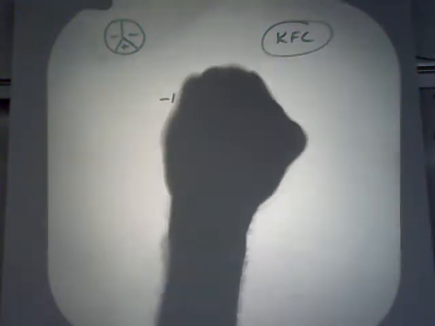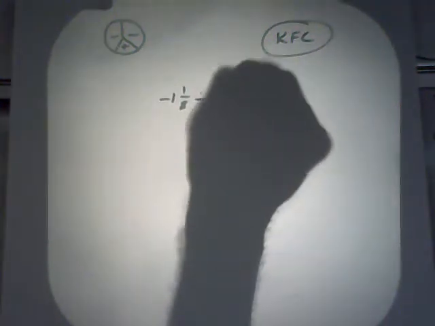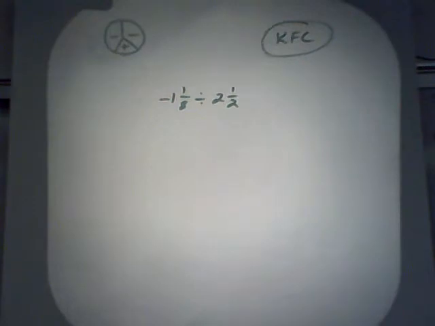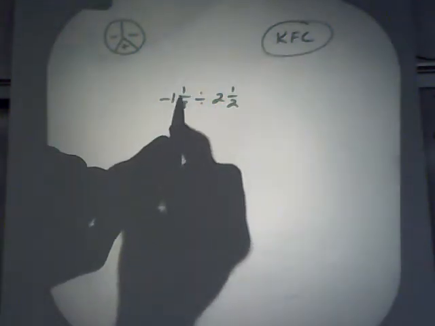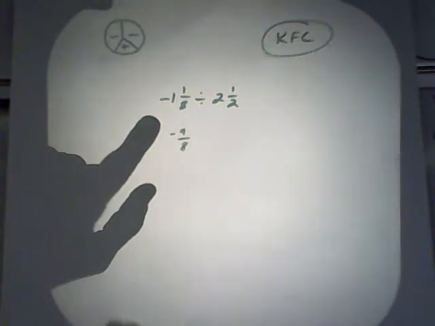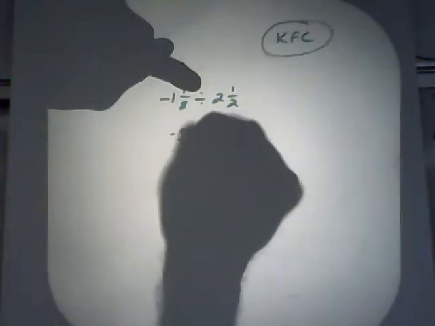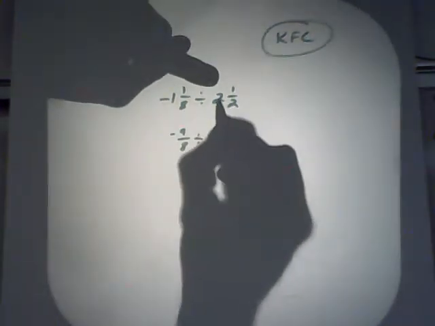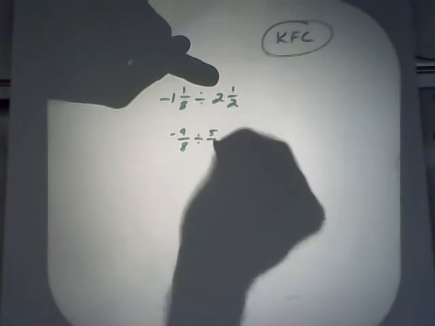Negative 1/8 divided by 2.5. Okay, what do I do first? Let's go around the world first. 8 times 1 is 8, plus 1 is 9, so that's negative 9/8. Don't forget to slap that negative on. Divided by 2 times 2 is 4, plus 1 is 5 halves.